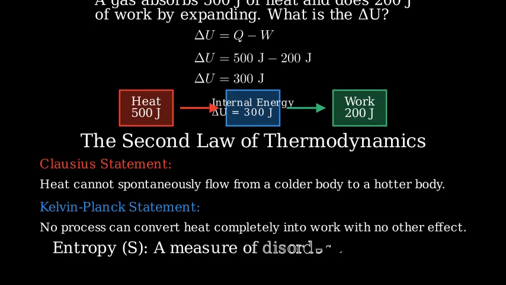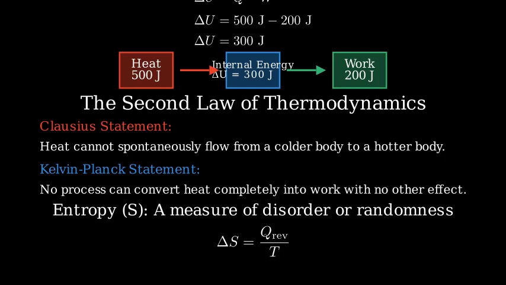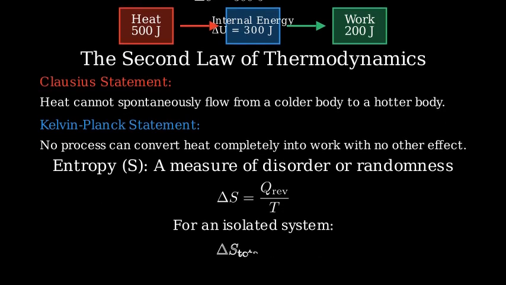At the heart of the second law is the concept of entropy, denoted by S. Entropy is a measure of disorder or randomness in a system. For a reversible process, the change in entropy is given by the reversible heat transfer divided by the absolute temperature. Delta S equals Q reversible divided by T. The most important principle related to entropy is that the total entropy of an isolated system never decreases. It either increases for irreversible processes or stays the same for reversible processes.